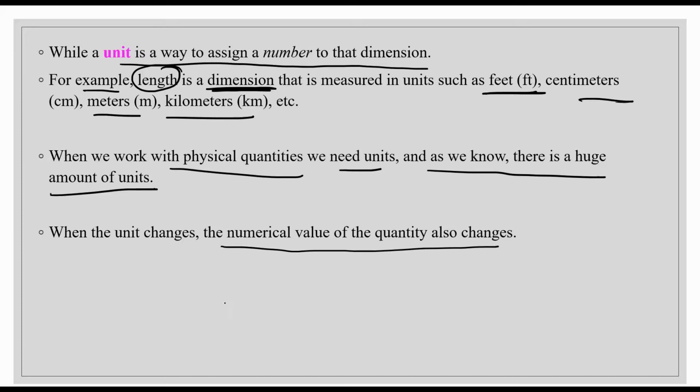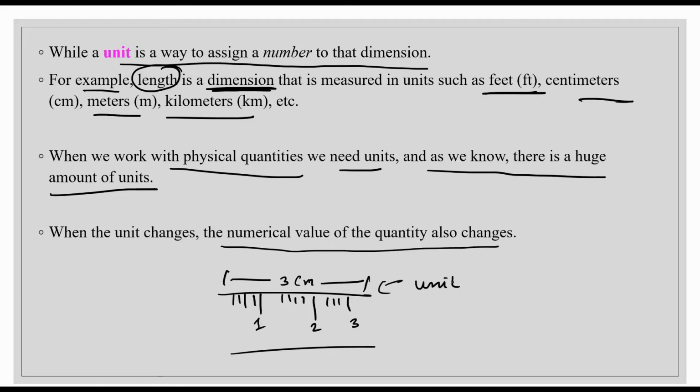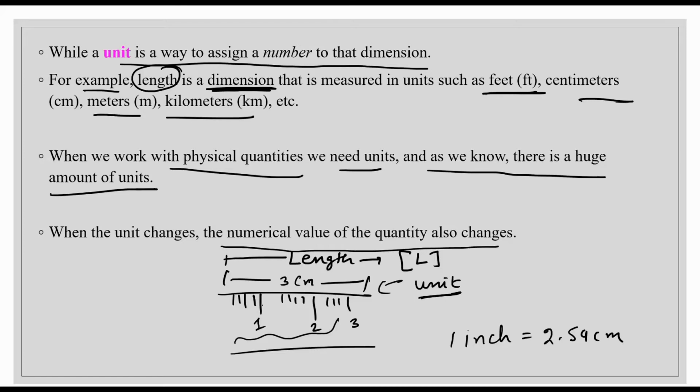As you can see, if I draw a scale, okay, this is a 3 centimeter scale. So what is this 3 centimeter? This is a unit, but what will be its dimension? Its dimension will be length. I can write this as representing the dimension. However, you know that 1 inch is equal to 2.54 centimeter. So I can call this much length 2.54 centimeter, or I can call this much length 1 inch.